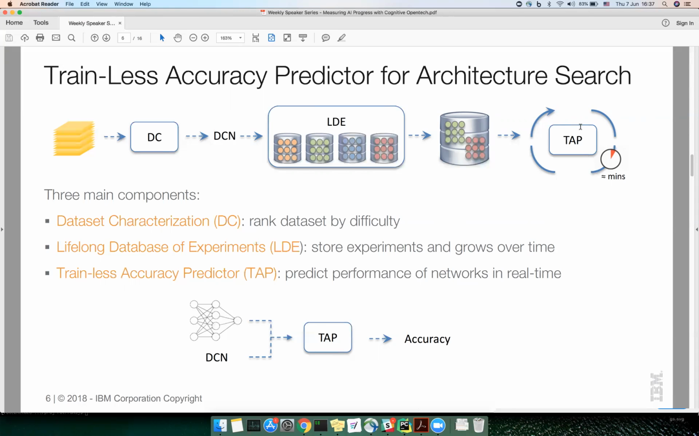Once this accuracy predictor is trained, then we can make predictions. It receives as input the dataset characterization number, which we computed, and a completely unseen structure of a network. It aims to make a prediction of the accuracy of the network on the dataset at hand.